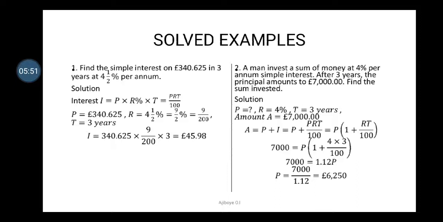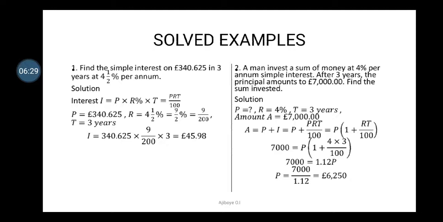So our simple interest will be equal to P times R times time. So I would therefore be equal to 340.625 times 9/200, which is the rate, times 3, which is the time. And when we evaluate, we get 45.98 pounds. That will be the interest incurred on that investment at 4.5% for 3 years.